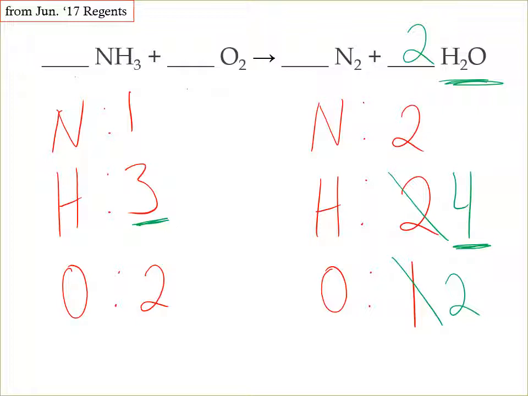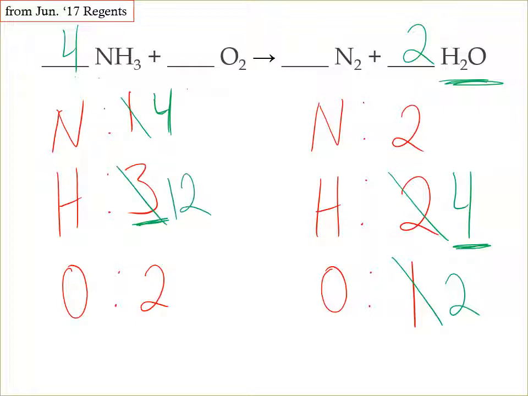So I'm going to take the 3 H's on the left, that's in the NH3 molecule over here, and I'm going to try to make those 3 H's look like 12 H's. So I'm going to write a 4 right here, multiply the whole molecule by 4. That's now going to give me 4 times 1 is 4 N's, and like I just said, 4 times 3 is going to be those 12 H's.